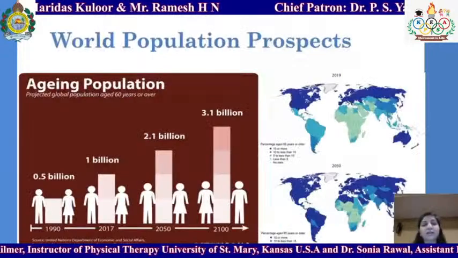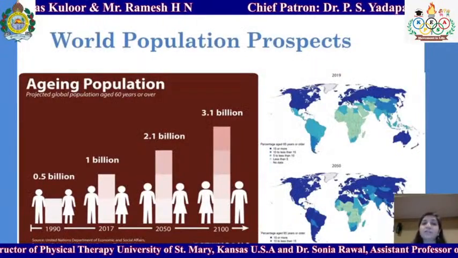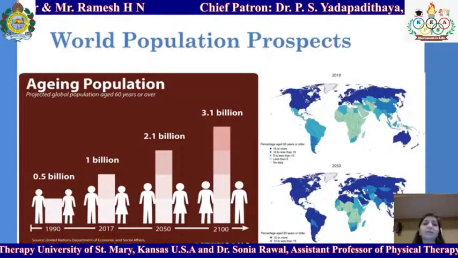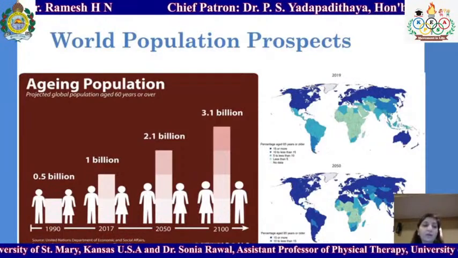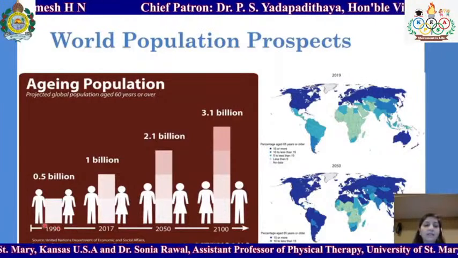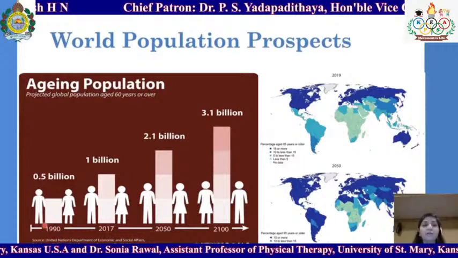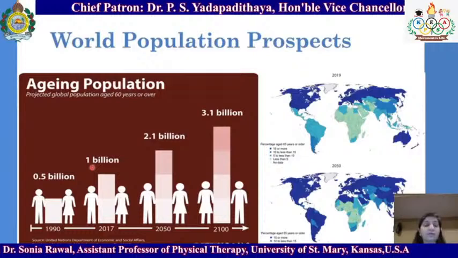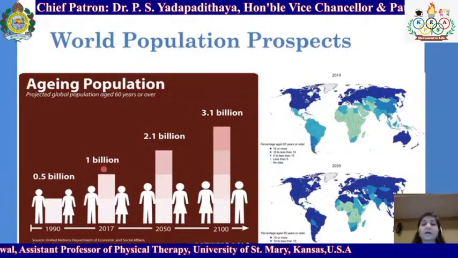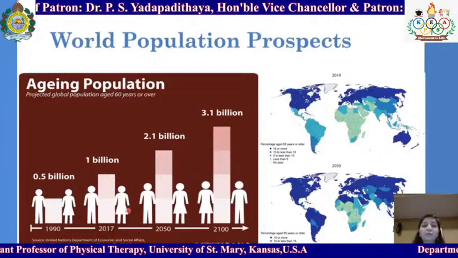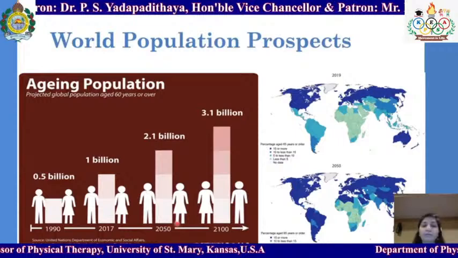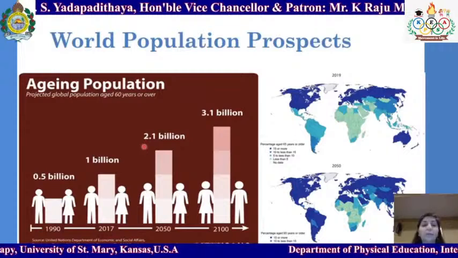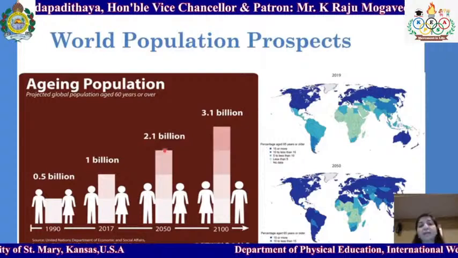So just a little idea about the world population. World population is definitely increasing, but the aging population, that is the people above 60 years of age, is also increasing. If you see here on the right, in 1990, people above 60 years of age were about 0.5 billion. Today, in 2017, about 1 billion. So the number has approximately doubled. Now, if we move to projected numbers for 2050, you can see this number is going to increase even more, and the aged population, or older people above 60 years of age, will be about 2 billion.